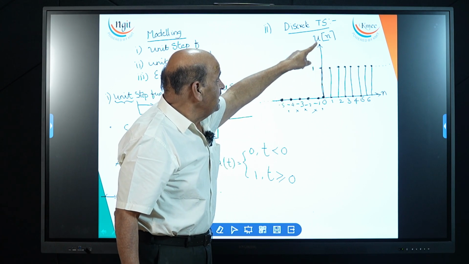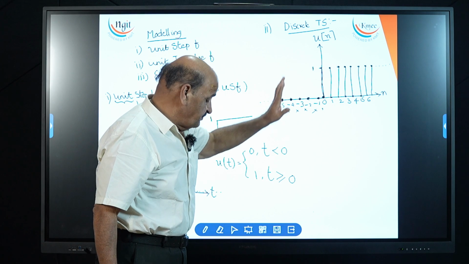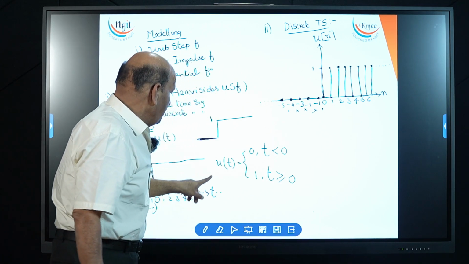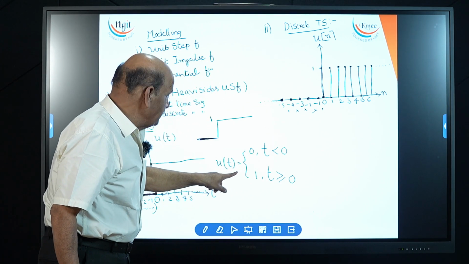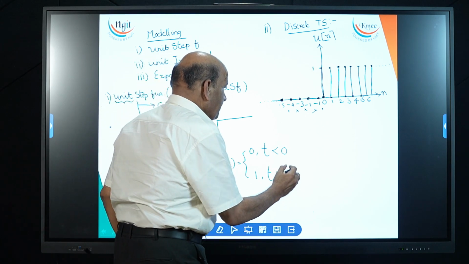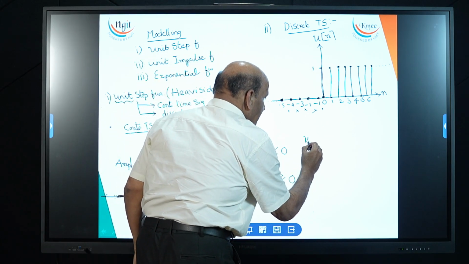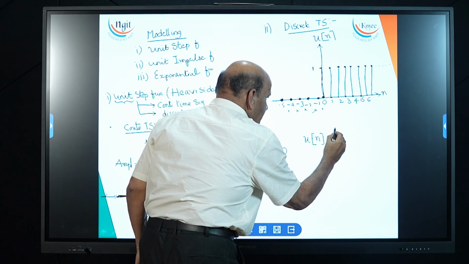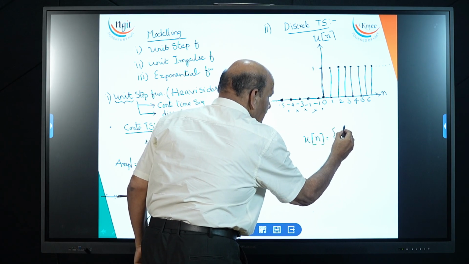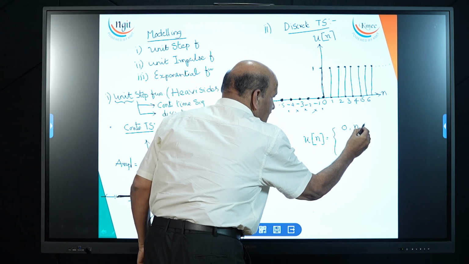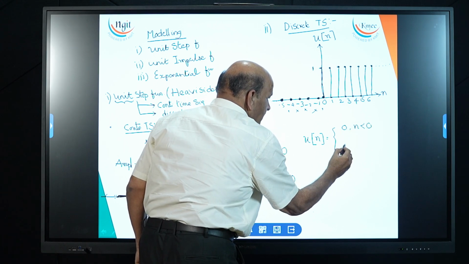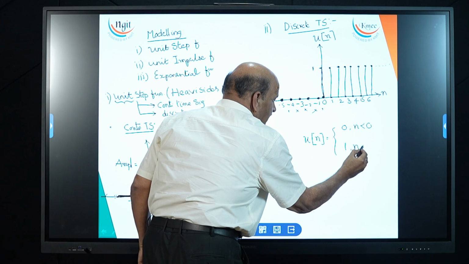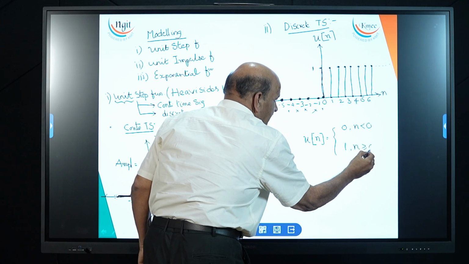Now just look at, here we are using u of n. Comparing this one, here we are using u of t. What is the mathematical modeling of the discrete time signal? u of n is equal to 0 for all n values less than 0. Its value is equal to 1 for all values greater than or equal to 0.